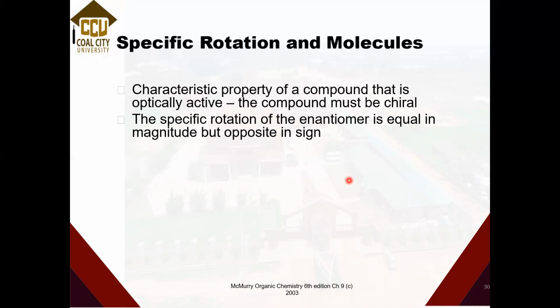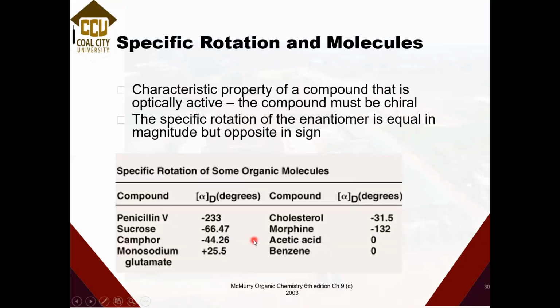Now, what you need to know is that the specific rotations of enantiomers are always equal in magnitude. That means if I tell you one enantiomer of tartaric acid is plus 45 degrees, automatically you should know the other enantiomer of tartaric acid will be minus 45 degrees. So they are always equal in magnitude, but they have opposite signs. So for instance, look at this specific rotation of some organic molecules. You don't need to memorize any of this. This is just here for example.